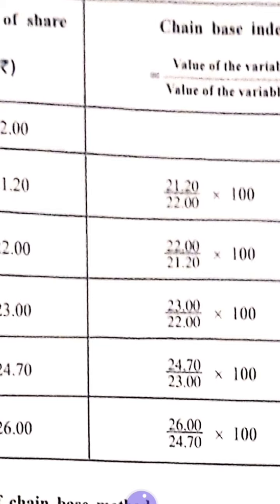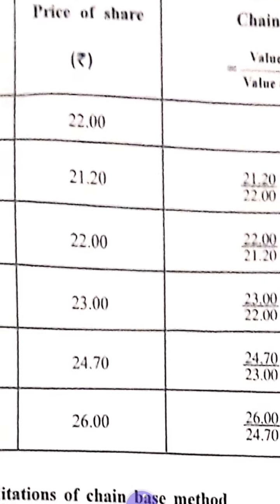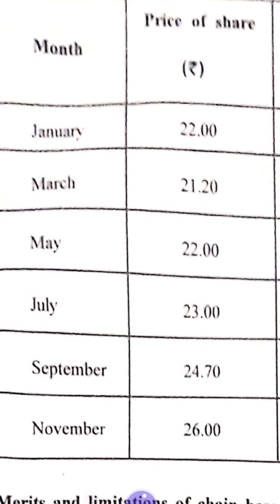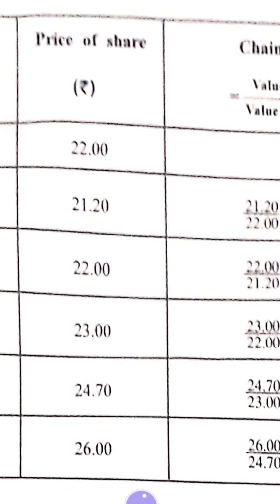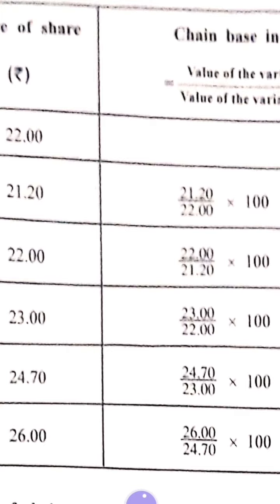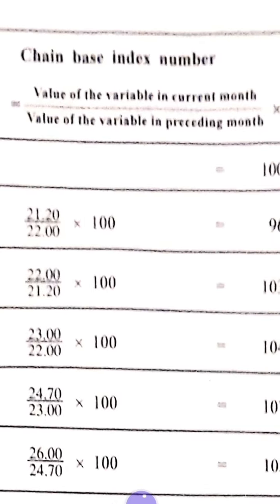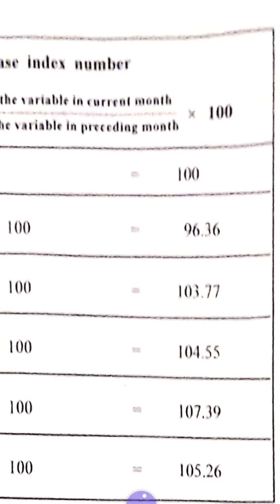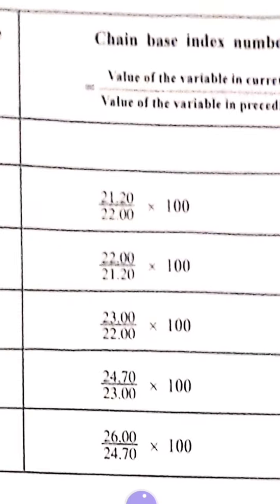See, 21.20. Then the price of the previous month over here, previous month would be what? January. That is 22, right? So 22 you are going to take into the base, multiplied by 100. The answer you are getting is 96.36. And that becomes the index number by chain based method.